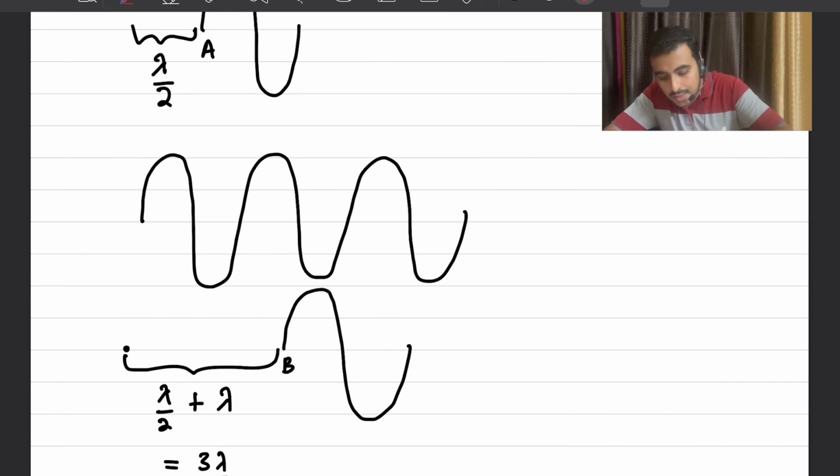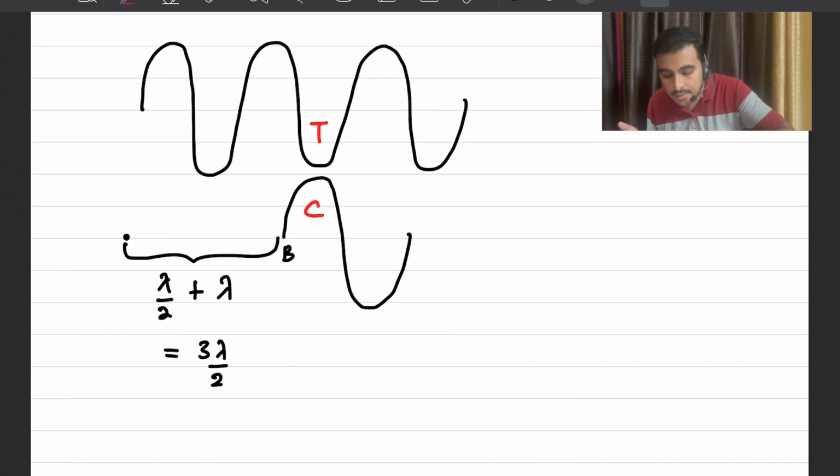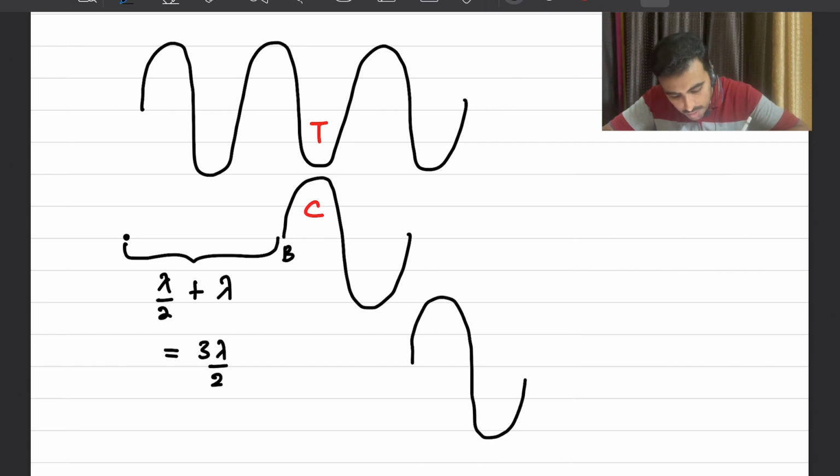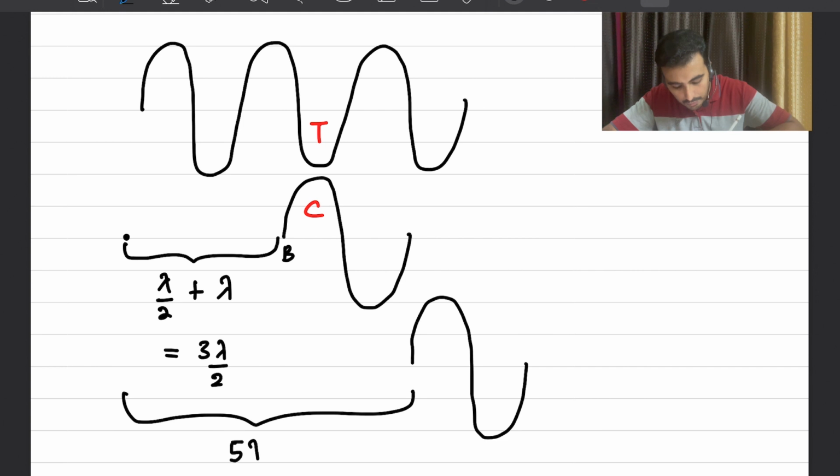So once again you get the trough of the first wave meeting the crest of the second wave, superimposing, getting a dark band or a destructive interference pattern. Thus again, if you need to get yet another dark band, let me draw that the next time the second wave should start with a path difference of 5 lambda by 2. That means you are getting a dark band at every odd multiple of lambda by 2.